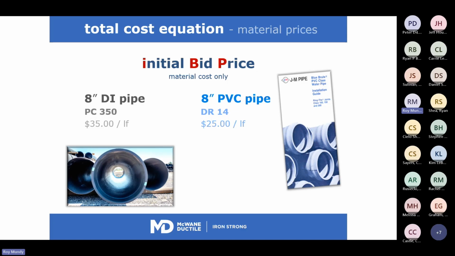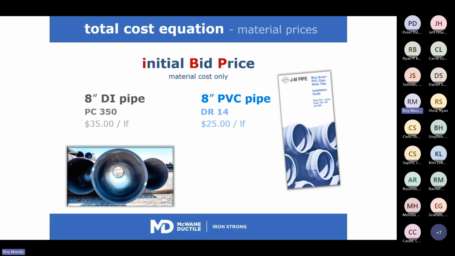These are numbers hot off the press, and quite frankly, I appreciate Jeff supplying me with these numbers. Obviously, if you were present for the first presentation, much different than the numbers you saw there. But effectively, the cost of 8-inch ductile iron class 350 pipe is approximately $35 a foot, and the cost of 8-inch PVC pipe DR14 is $25 per foot.